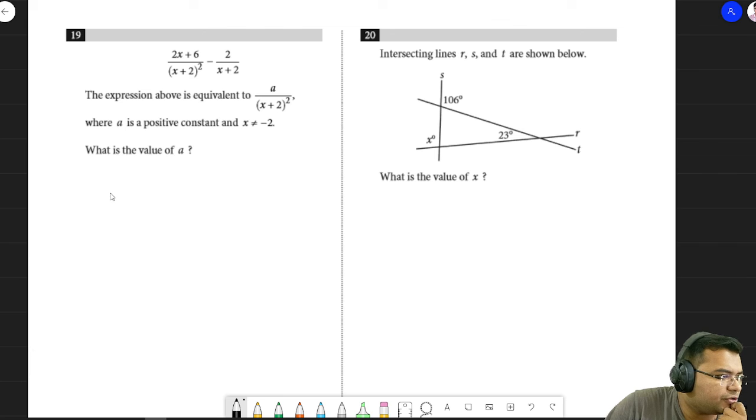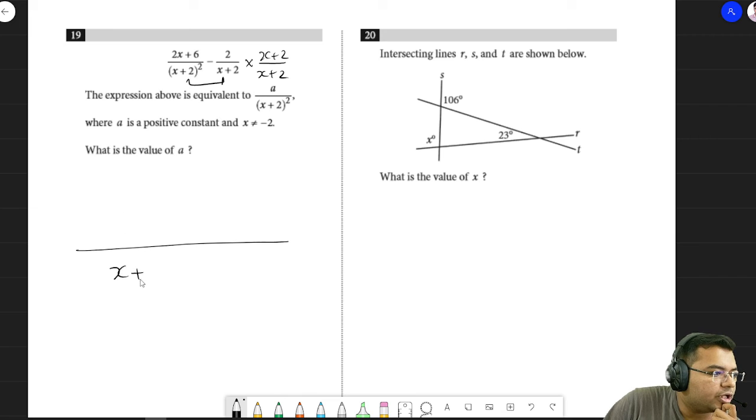What I can say here is, 2x plus 6 upon x plus 2 whole square minus 2 upon x plus 2. So it is a negative sign. We have to solve this, so we have to take a common denominator. Here it is x plus 2 whole square, here it is x plus 2. So I have to multiply this second term by x plus 2 and divide by x plus 2. Okay. So now I will be left with a common denominator, x plus 2 whole square.